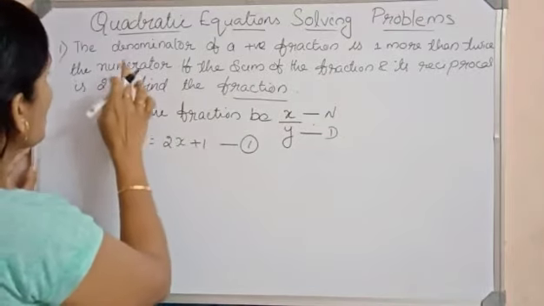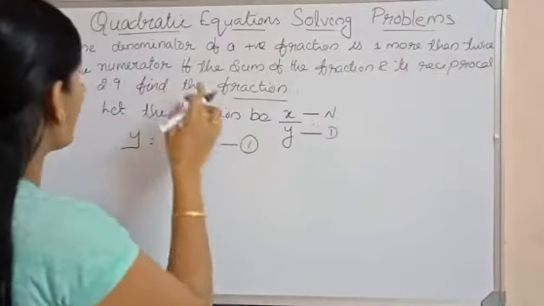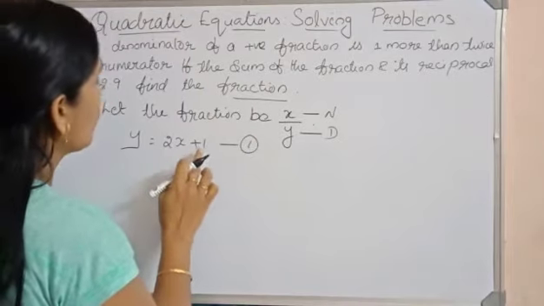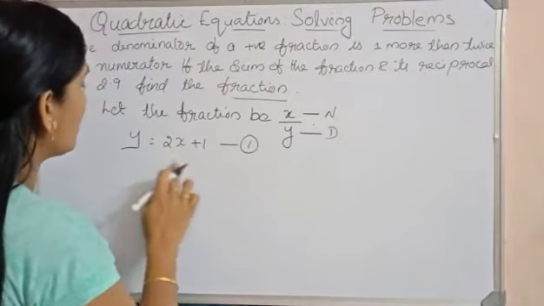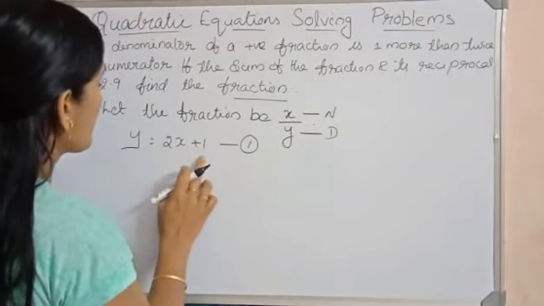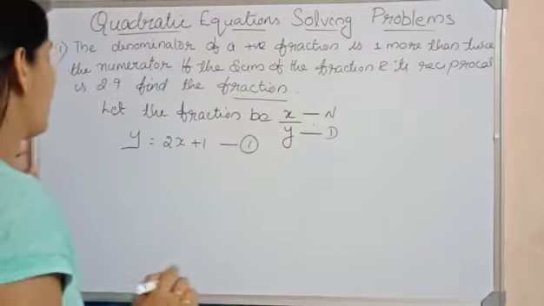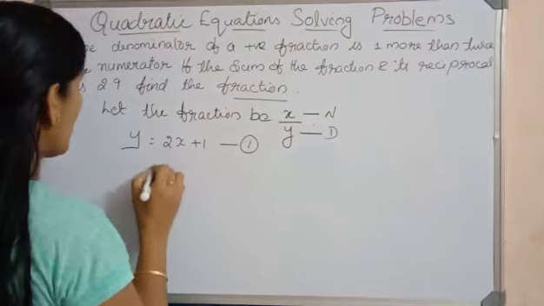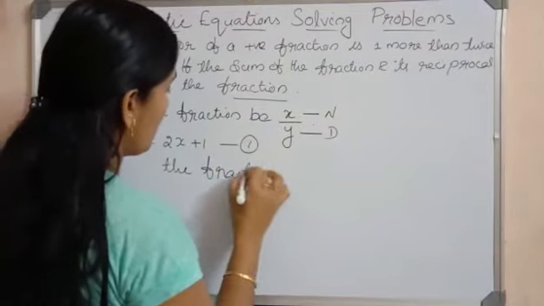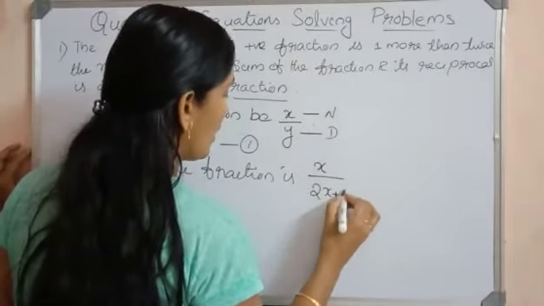See, the condition is given that the denominator is 1 more than twice the numerator. So here the denominator y is equal to 1 more than twice the numerator. So according to the condition, y is equal to 2x plus 1. Now let's substitute the value of y in this fraction. Therefore, the fraction is x by 2x plus 1.